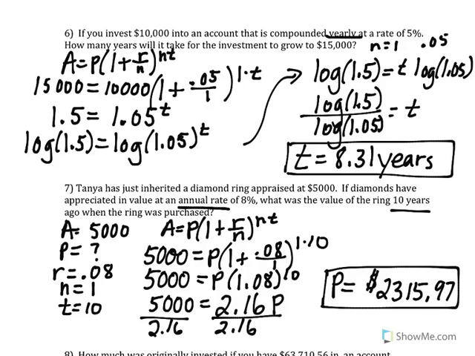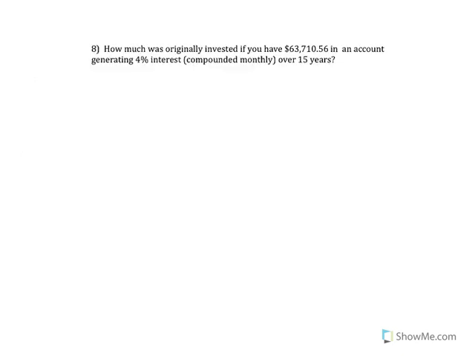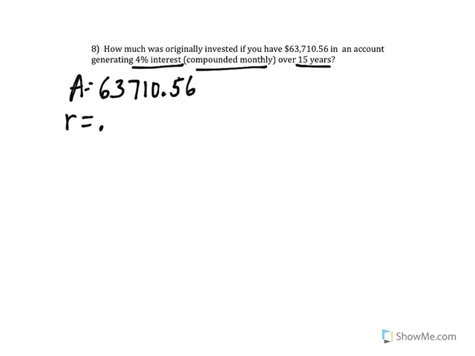We'll do one more like that, and that will conclude this set of examples. So how much was originally invested? If you have $63,710.56 in an account generating 4% interest, compounded monthly, over 15 years. So we have A is 63,710.56. We have the rate is 0.04, compounded monthly, so our n is 12, and our time is 15. So we're looking for P.